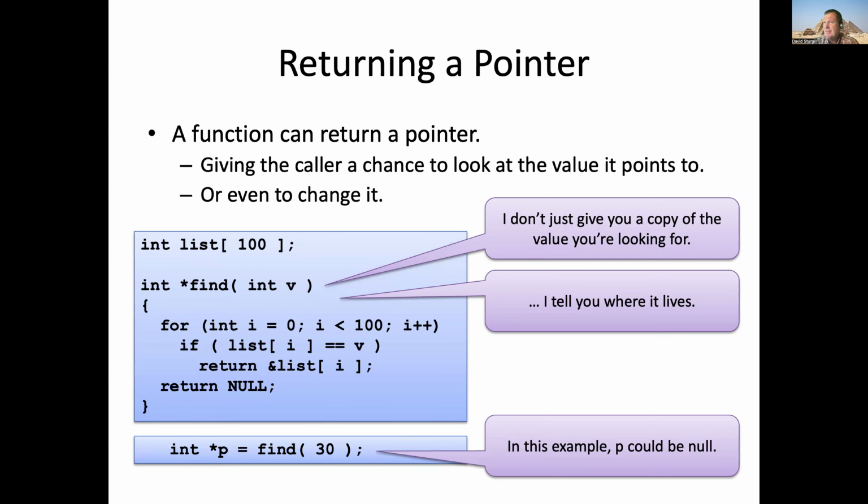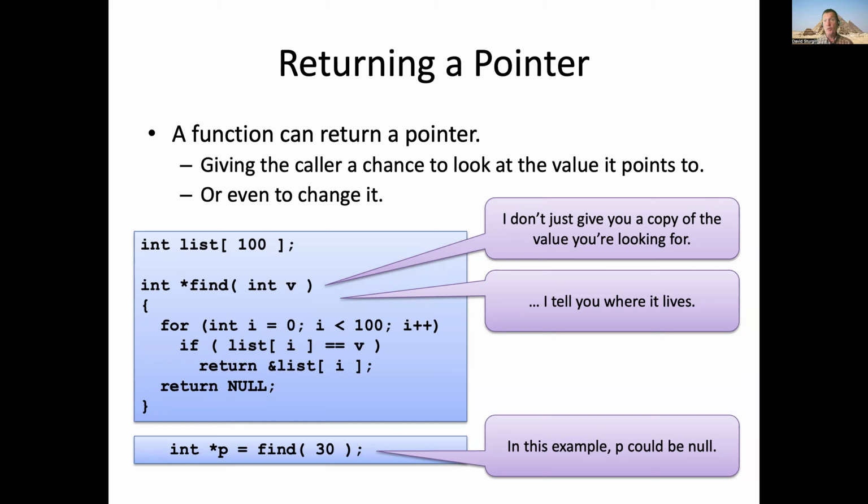I just made up an example for this. Let's say you've got a list of integers and you want to be able to look up values in that list. I could make a function that does that, but instead of just giving you a copy of the value in the list, which would be kind of silly. If I say, is there a 5 on the list, and you return 5, well, I already gave you 5 as a parameter. There's no value in you just giving me back a copy of 5.